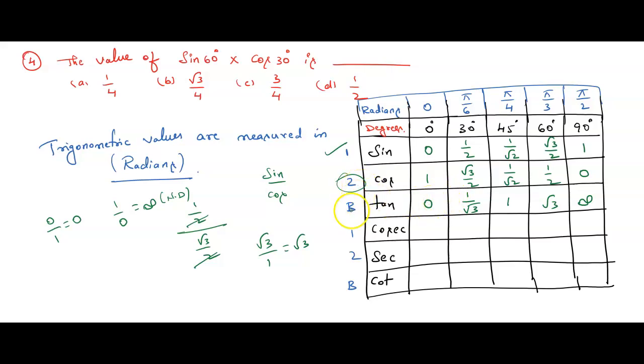Again, first period means we have to write from own. Second period means copy period. Then break. Again first period, cosecant, means again we should write from own. You just reverse sine values.